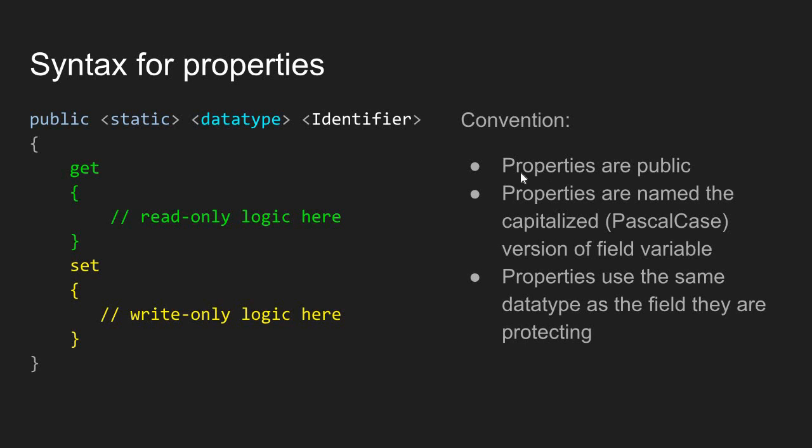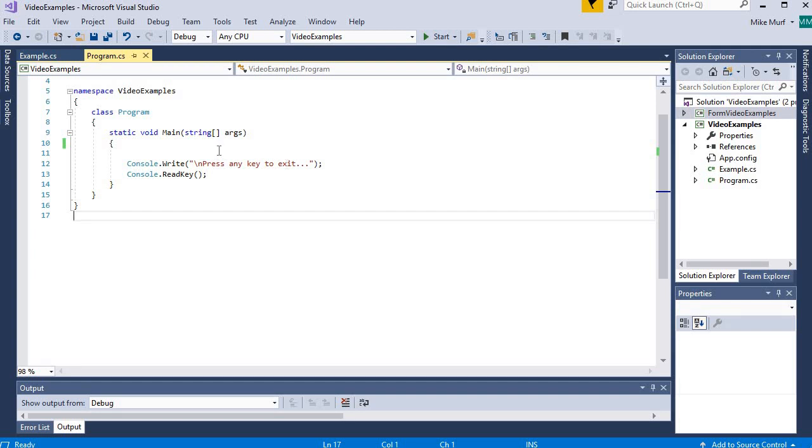By convention, properties are usually public. We want the outside world to go through the properties to get to the field variables. Properties are the capitalized names of the fields, and properties will use the same data type as the field they are protecting. So if I have a property that is protecting an integer age, then my property value would have an integer data type as well. So let's try to see a couple examples of this in action.